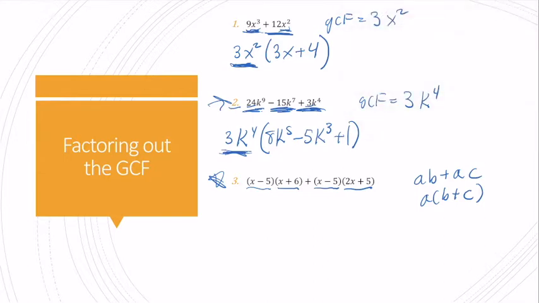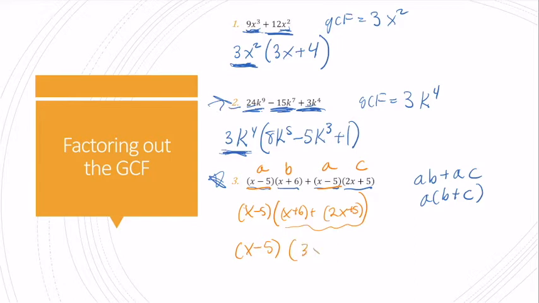Let's go ahead and label x minus 5 is a, x plus 6 is b, and 2x plus 5 is c. So a is my greatest common factor. So I have x minus 5 times x plus 6 plus 2x plus 5. And I'm going to go ahead and simplify what's in these parentheses. So I get x minus 5 times 3x plus 11.